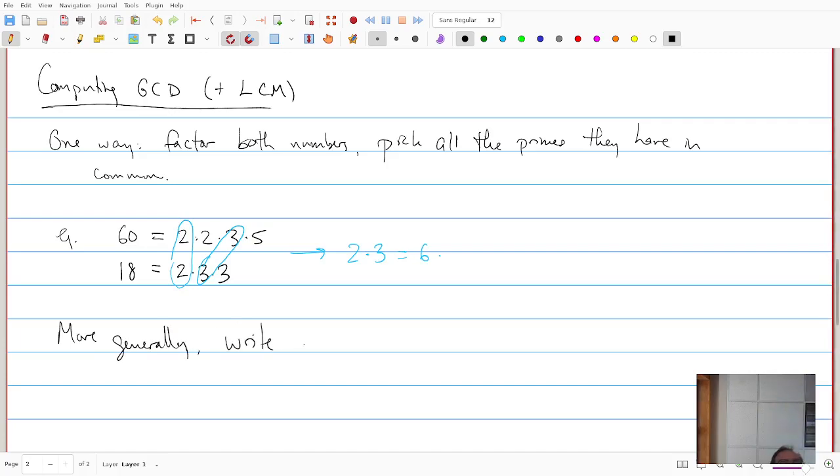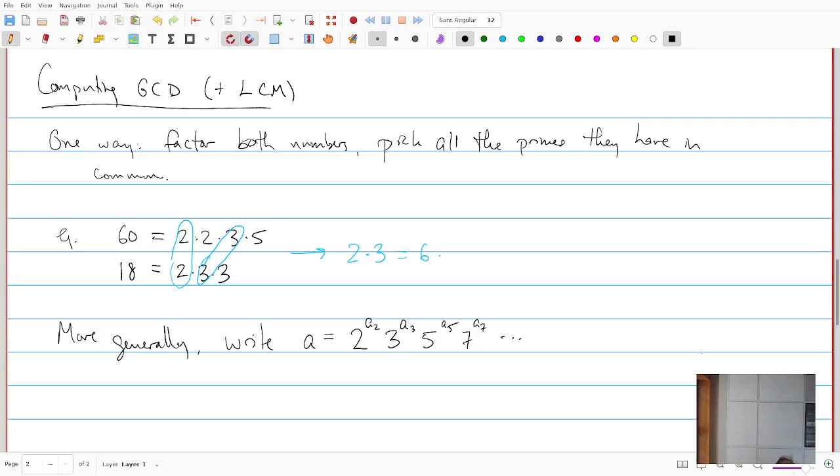More generally, you can write A equals 2 to the A2 times 3 to the A3 times 5 to the A5, 7 to the A7, dot, dot, dot. So A has a prime factorization, right? It's some number of 2's, which I'll write as 2 to the power of A2. And A2 could be 0 if A doesn't actually have any 2's in its prime factorization, because 2 to the 0 would be 1. So let's just think, we don't have any 2's.